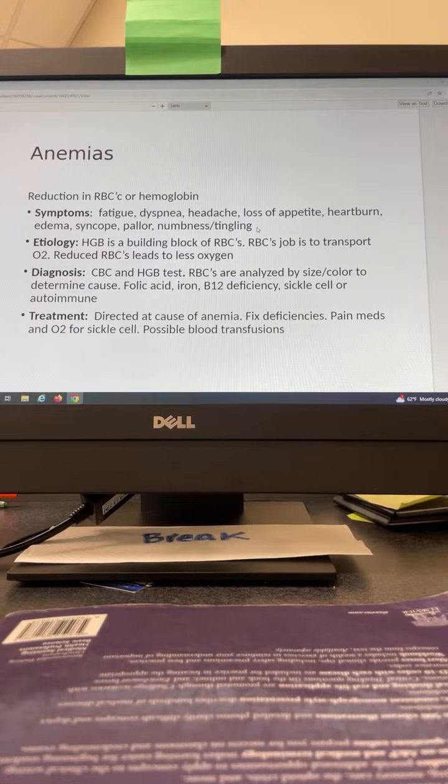The treatment depends on what kind of anemia it is. If it's deficiency related, you fix the deficiency. Remember, treatment for pernicious anemia was giving B12, but not via the mouth because it can't get absorbed. For sickle cell, pain meds and oxygen are the big treatments, and possibly blood transfusions. If someone has a really low red blood cell count, they might need an emergency blood transfusion to make sure they have enough.